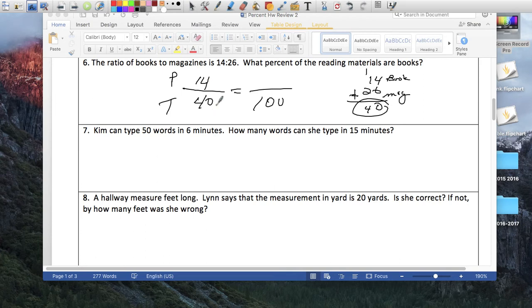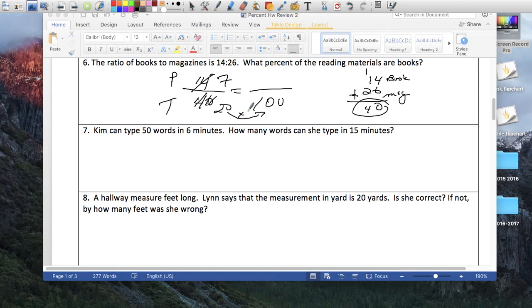Up and down, any relationship? No. 40 to 100? Also no. So let's simplify this. 14, I'm going to divide that by 7. Sorry, let me go back because that's not going to work. I can't divide 40 by 7. I'm going to divide by 2. 14 divided by 2 is 7. 40 divided by 2 is 20.